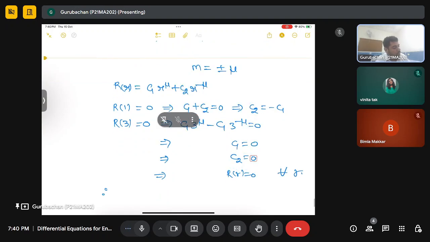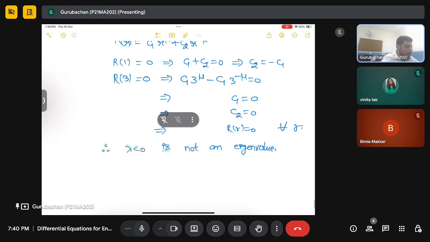So therefore lambda less than 0 is not an eigenvalue.